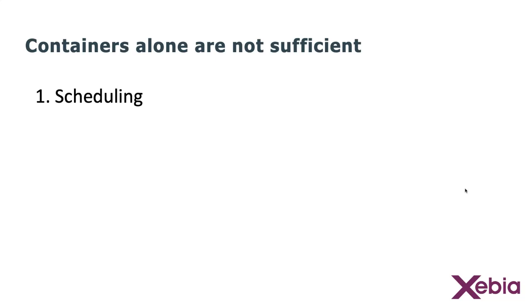The first problem is around scheduling. In an ideal environment, you will have multiple nodes where your containers will be running. How will you decide which container runs on which host or which machine? So you need to solve that problem called scheduling. Then there's something called affinity and anti-affinity, which means that you want to say that this container should run on hosts A, B, and C, and this container can run on hosts D and E. So you need that kind of capability, which Docker itself was not providing. So we need another solution.